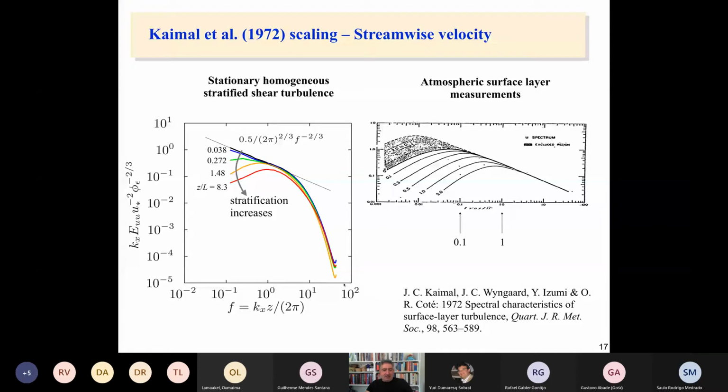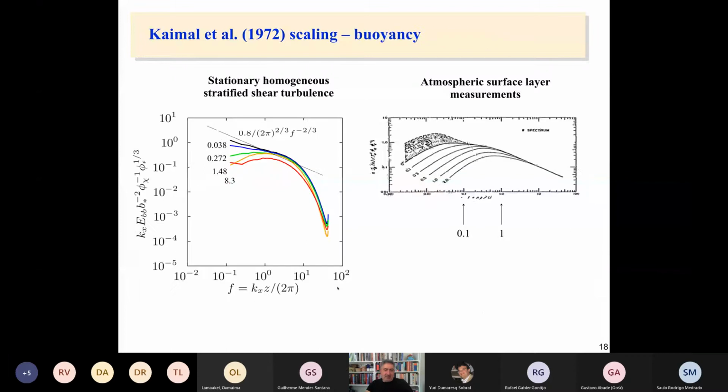This scaling here is an outer variable scaling. It's not like the scaling I showed you before, where I scale everything with the Kolmogorov length. Here I'm scaling the x-axis with this outer scale, this z, which is the large scale of my problem, okay? It's a little bit different. That's why all of the hooks here don't align at the high wave numbers.